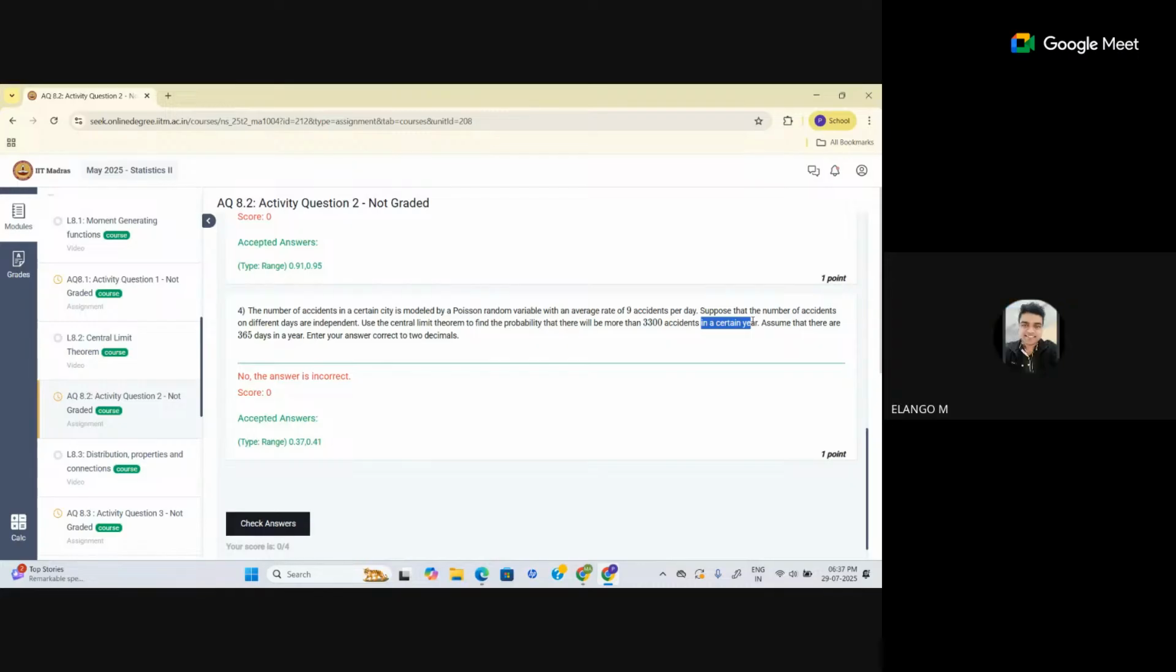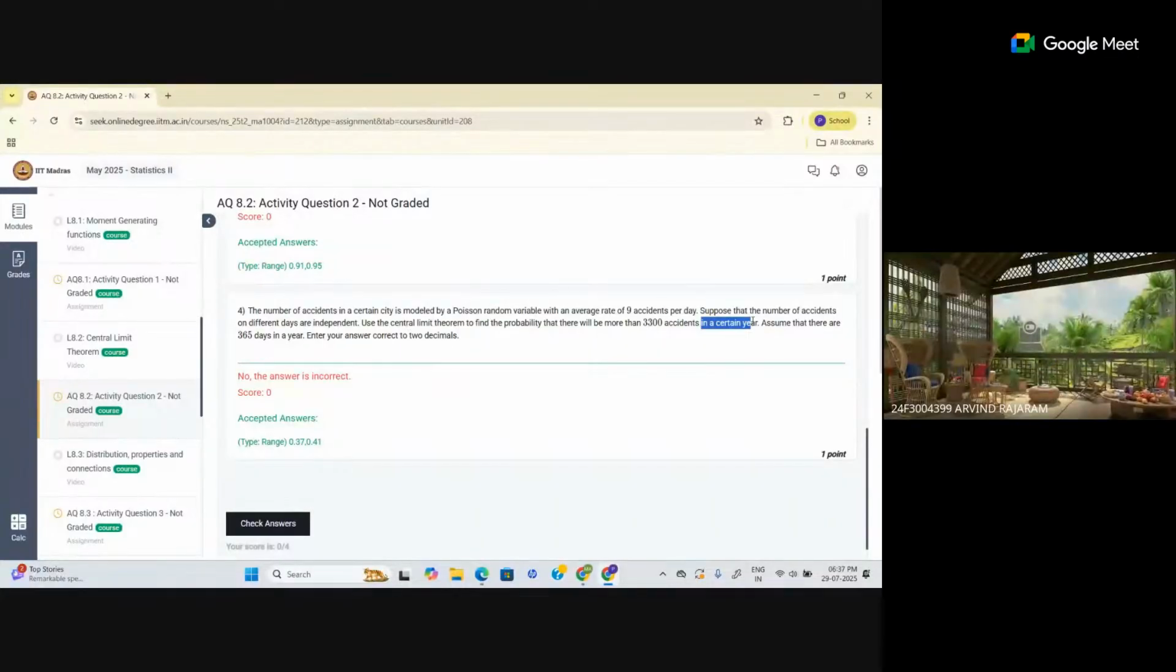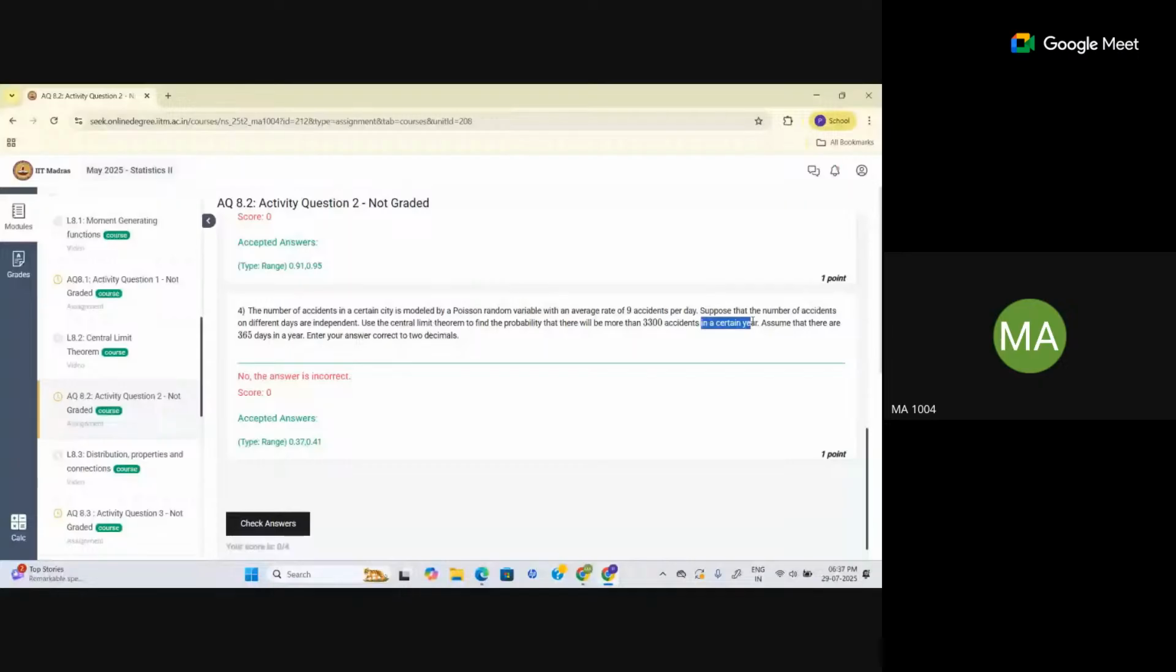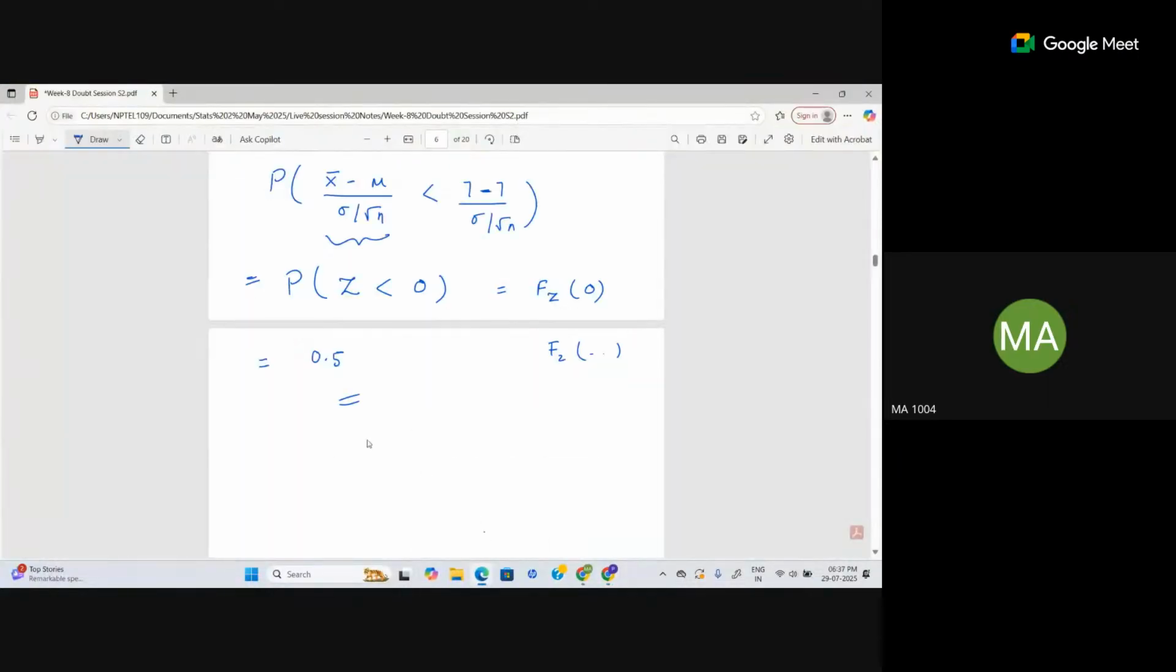Ma'am, if the question is asked about the sample, then we have to use sigma by root n, is it? Ma'am, please solve it. We are getting confused. Okay, one minute. I think the main question everybody is asking is when do you use sigma by root n. That is where you people are getting confused.